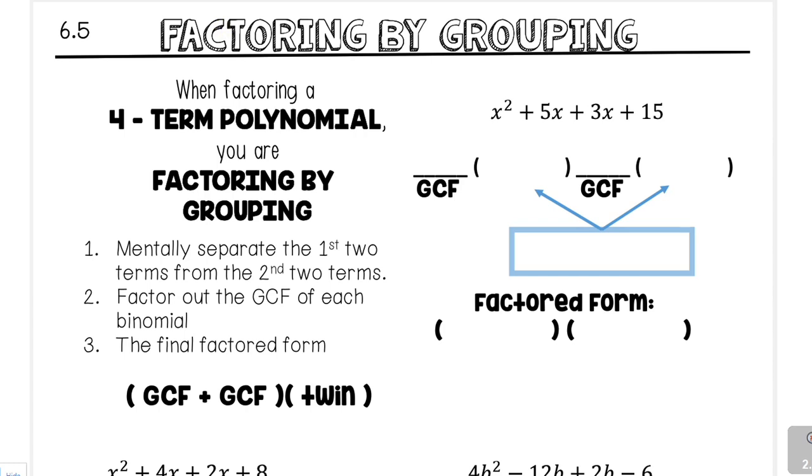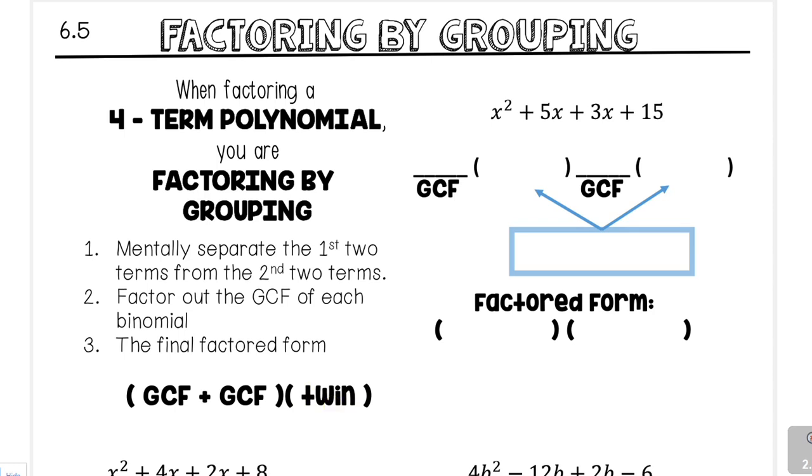You are mentally going to separate the first 2 terms from the second 2 terms. Then you're going to look at each set and factor out the greatest common factor of each binomial. Then you will rewrite it in factored form below. So you're going to take the greatest common factor of the first plus the greatest common factor of the second, and then your second binomial here would be whatever was left over after you factored it. And it should be the same.